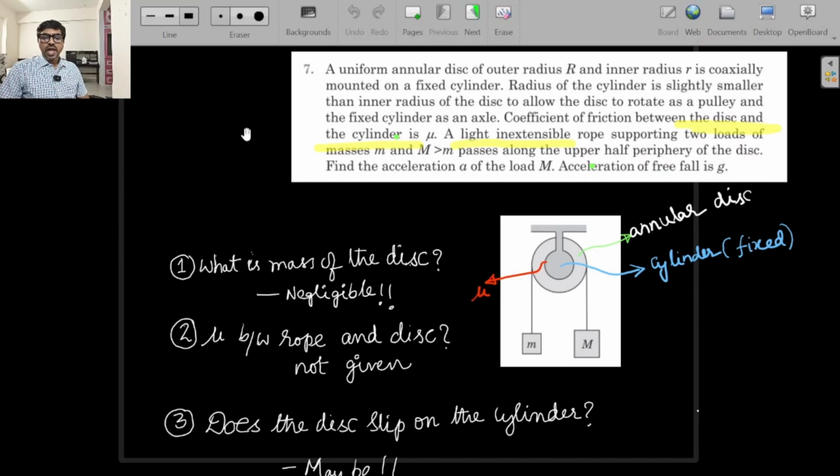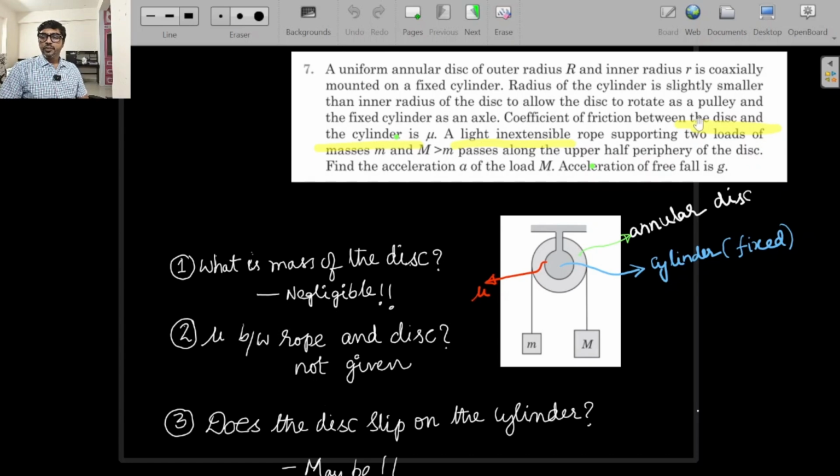A uniform annular disk of outer radius capital R, so the outer one, and inner radius small r is coaxially mounted on the fixed cylinder. So the middle one is the cylinder which is fixed. Mind you, it is directly attached, rigid to the ceiling. So the middle one is not rotatable, it is fixed. We call it a cylinder, and that has an outer radius slightly less than the disc's inner radius, so that it can easily fit in and then smoothly rotate.